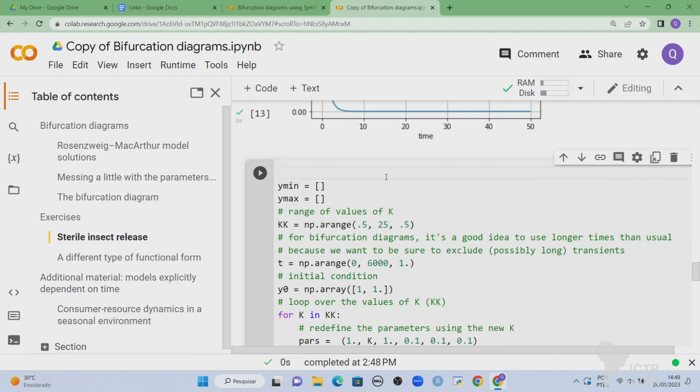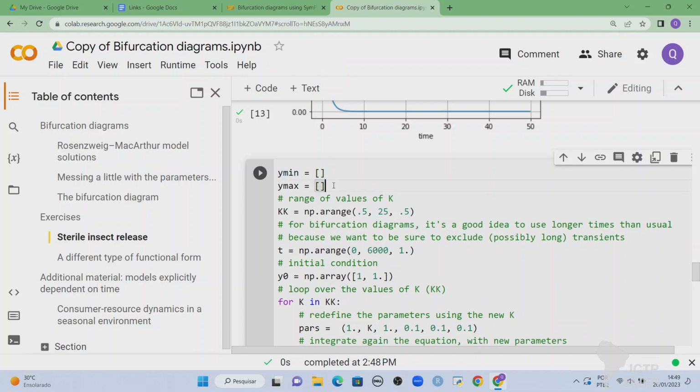So what do we need? We need the minimum and maximum again, of course. I know that in this system I shouldn't have cycles, but maybe, so let's do this with minimum and maximum also. And now the values that I want are not the values of k, they're the values of small m. I will start at 0 and go up to 0.5. With which step? To have a nice plot you need at least some 50 points, so maybe 0.01.